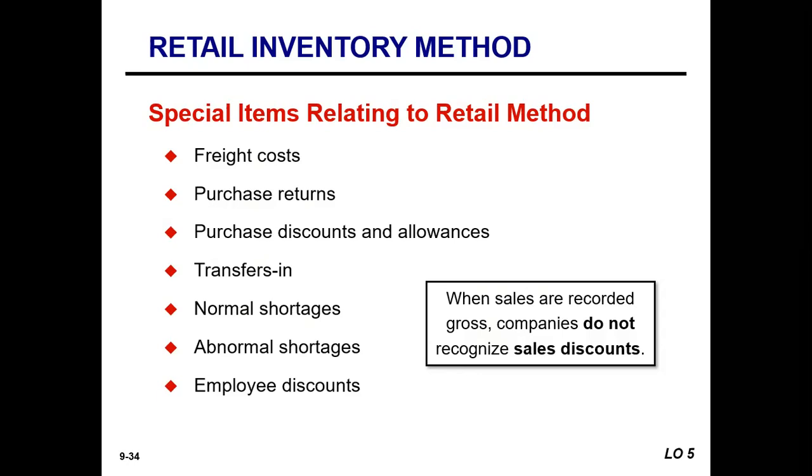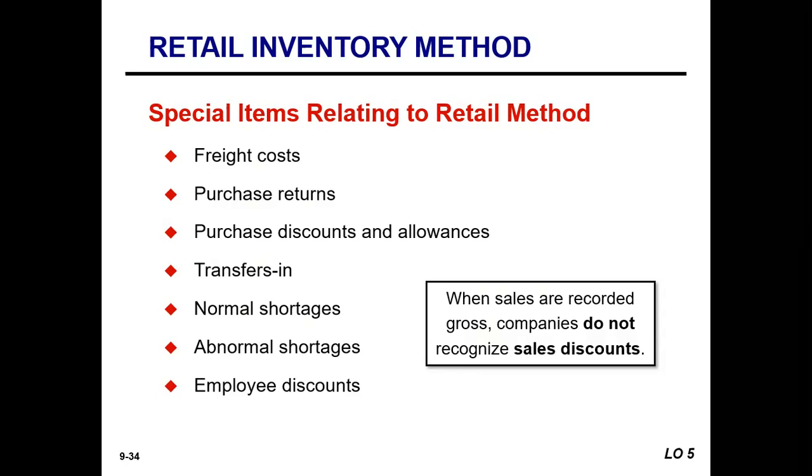Transfers in from another department are reported in the same way as purchases from an outside company. Normal shortages like breakage, damage, theft, shrinkage should reduce the retail column because these goods are no longer available for sale. Abnormal shortages, on the other hand, are deducted from both the cost and the retail columns and reported as a special inventory amount or as a loss. And then employee discounts are deducted from the retail column in the same way that sales are.